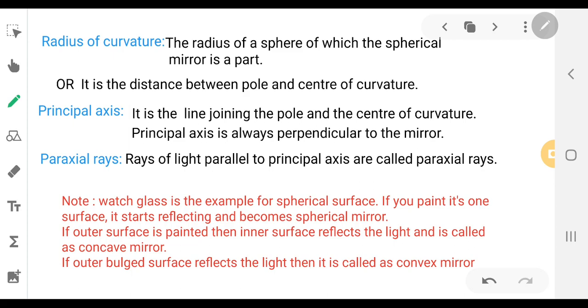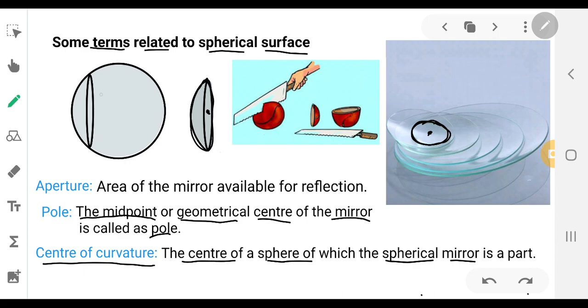Next is radius of curvature. The radius of a sphere of which the spherical mirror is a part. Another way you can define it is the distance between pole and center of curvature. Look, our spherical surface is a part of a sphere, then the radius of that sphere, whose part is our spherical surface, is called the radius of curvature of this spherical surface.